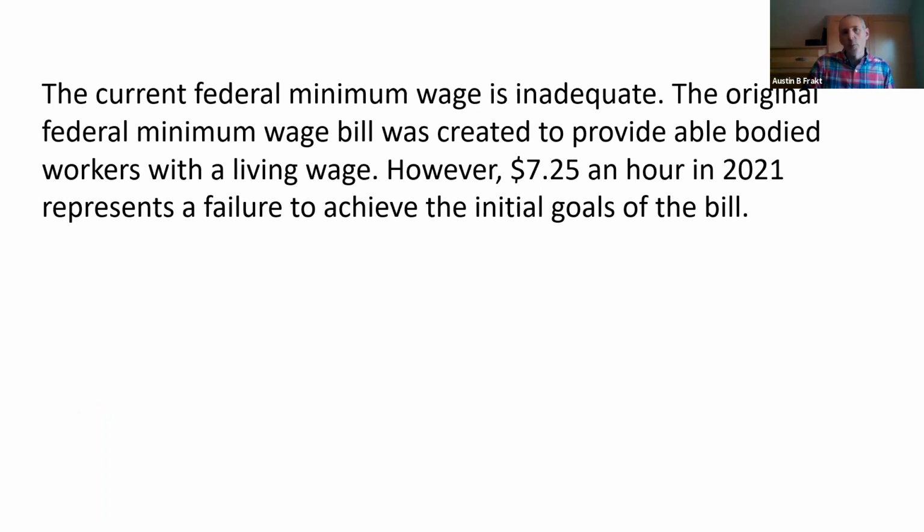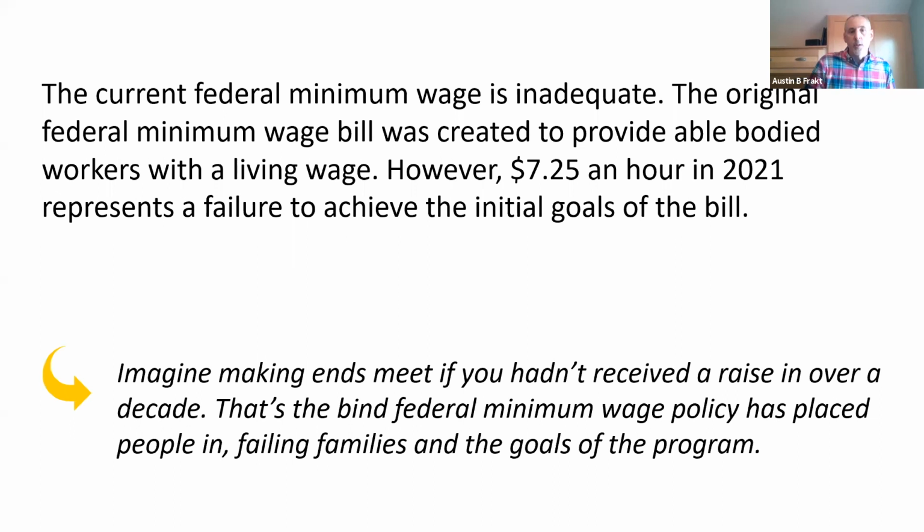The current federal minimum wage is inadequate. The original federal minimum wage bill was created to provide able-bodied workers with a living wage. However, $7.25 an hour in 2021 represents a failure to achieve the initial goals of the bill. Right? It's fine. It's just, I think, could be more accessible. Imagine making ends meet if you hadn't received a raise in over a decade. That's the bind federal minimum wage policy has placed people in, failing families and the goals of the program.